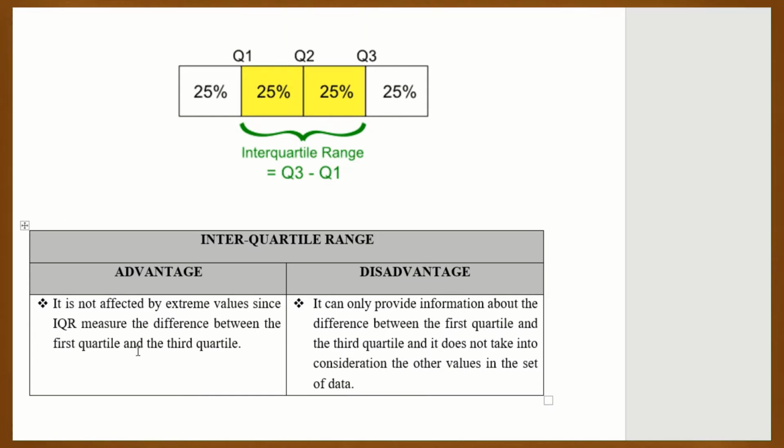So what's the advantage? Not affected by extreme value. You don't need to worry about all this theory. You won't be tested. I just need to tell you what you're doing. It won't be affected by the extreme values because it's in the middle of the data. Extreme values can only be in the big end or small end. As for the disadvantage, it can only provide information of the difference between the first and third quartile. It can't give you much information.